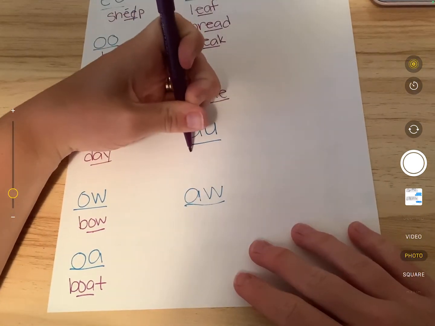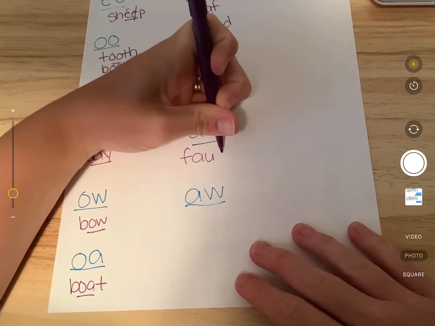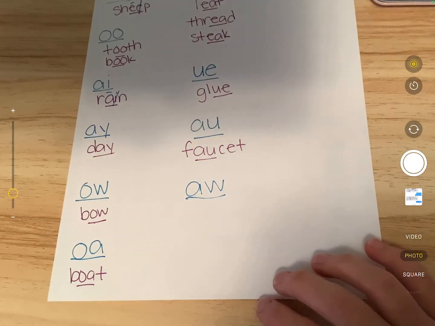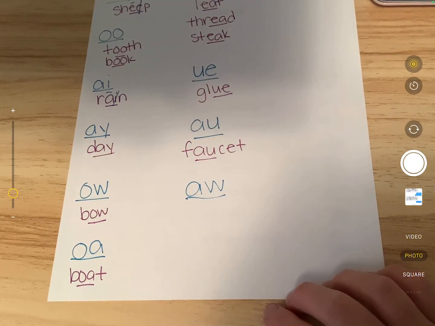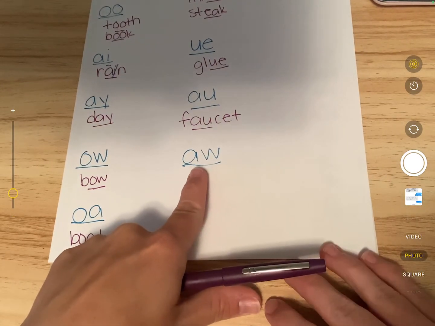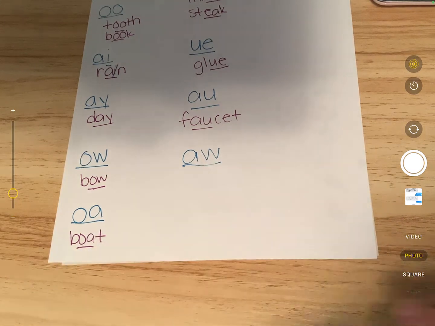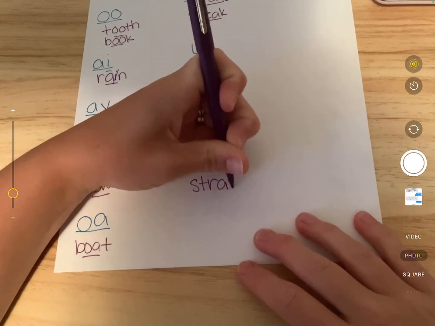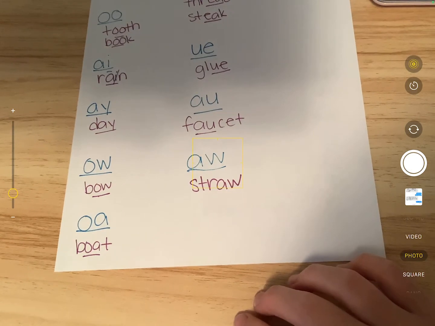I was thinking of the word faucet, like water comes out of the faucet and has the aw in it. And then how about the aw sound at the end of the word? Pause me to think of an aw sound at the end of the word. We have straw. Anybody think of straw?